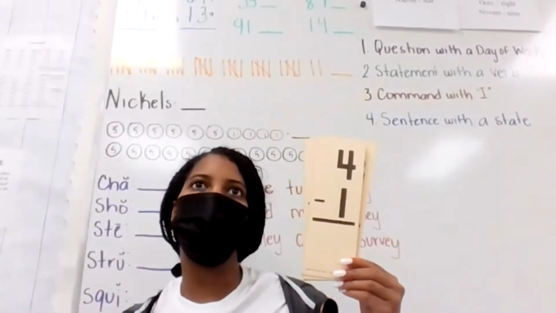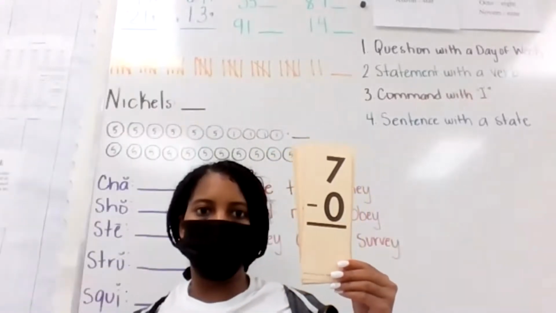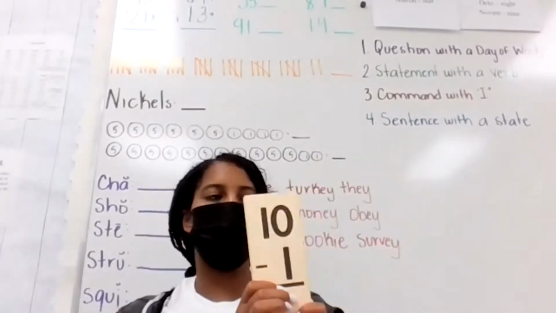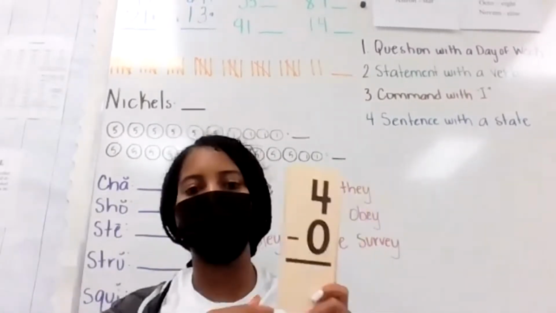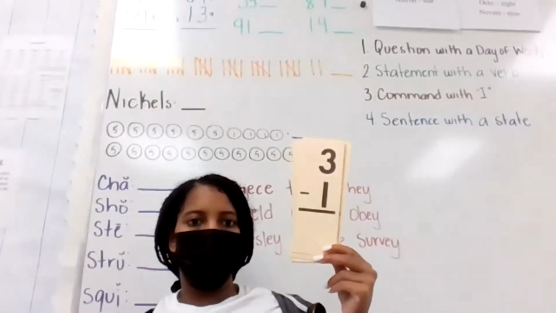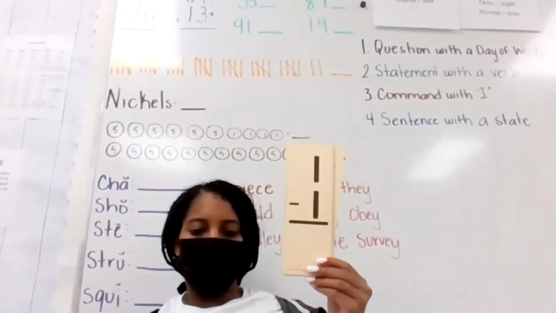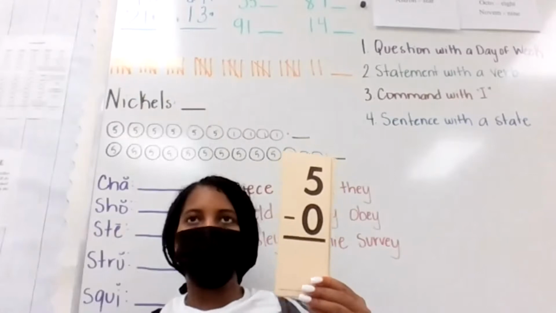4 minus 1 equals 3. 7 minus 0 equals 7. 10 minus 1 equals 9. 4 minus 0 equals 4. 3 minus 1 equals 2. 1 minus 1 equals 0. 1 minus 0 equals 1.